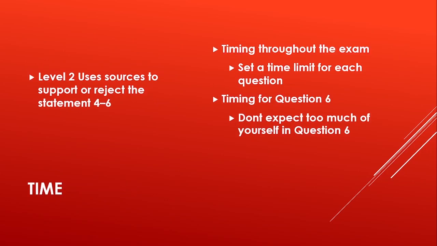Level 2 is for answers that use sources to support or reject the statement, and it scores 4 to 6 marks. You're getting up to half marks if you've only produced half an answer, but that suggests you've run out of time. Manage your time throughout the exam. There are only 4 or 5 more marks in this last question than in the other 5 questions.